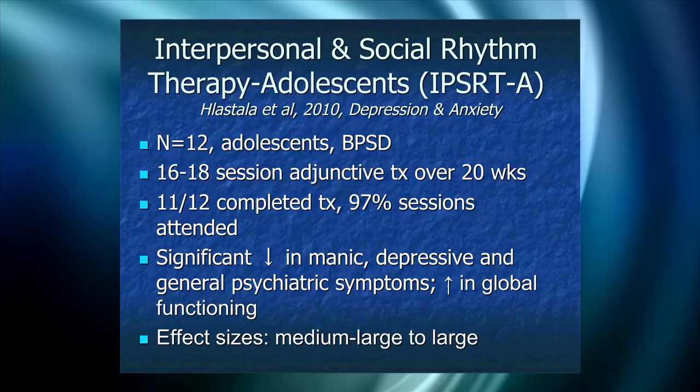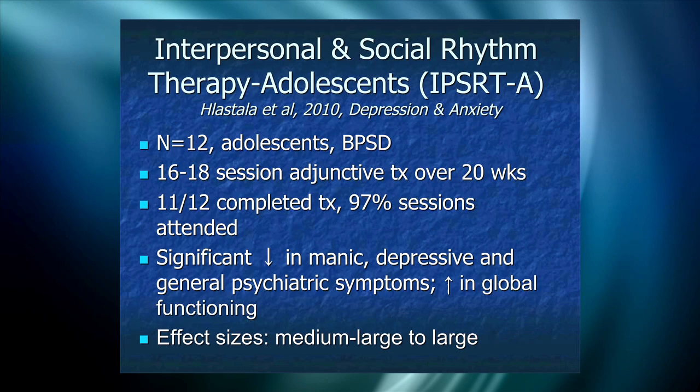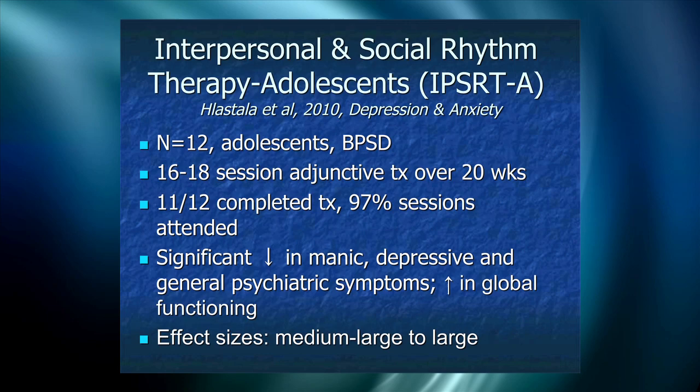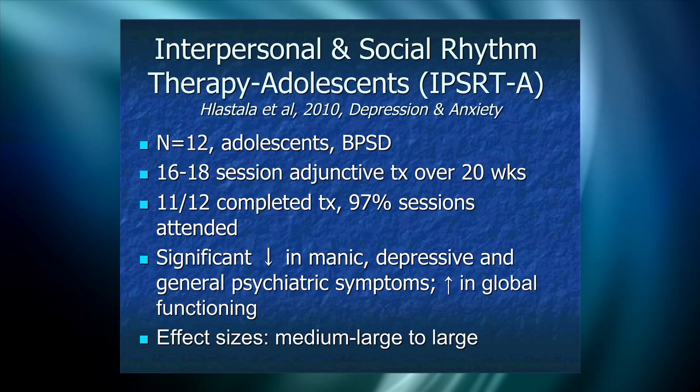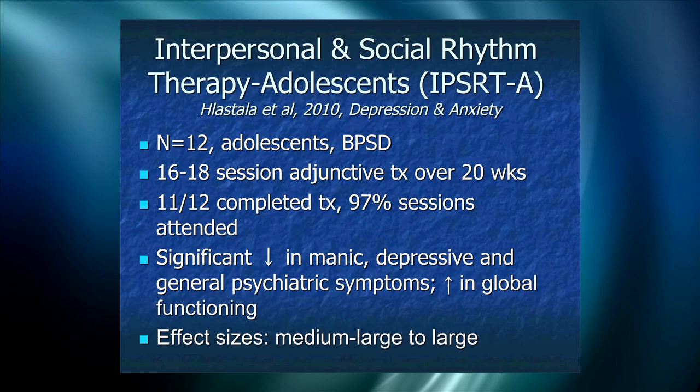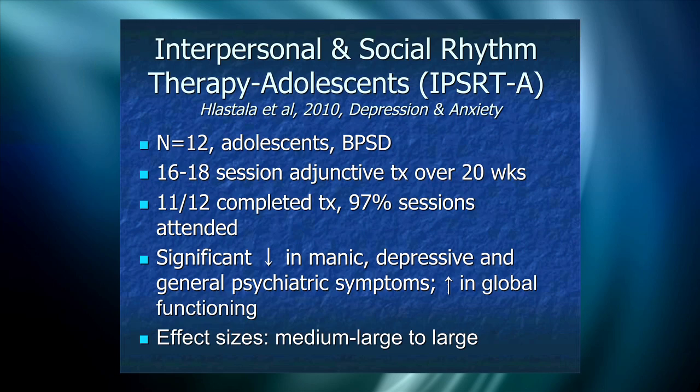So some very promising early results from Goldstein and colleagues, and I'm looking forward to hearing more from her on that. Also initially developed at Pittsburgh is social rhythm therapy, and Dr. Ellen Frank really originated that for adults, and Stephanie Halastala worked with her and developed an adolescent modification of that, and has published an N of 12 open label trial of adolescents with bipolar spectrum disorder. They attended 16 to 18 adjunctive treatment sessions over the course of 20 weeks. 11 out of 12 completed treatment, and they had 97% treatment attendance, which is quite good.